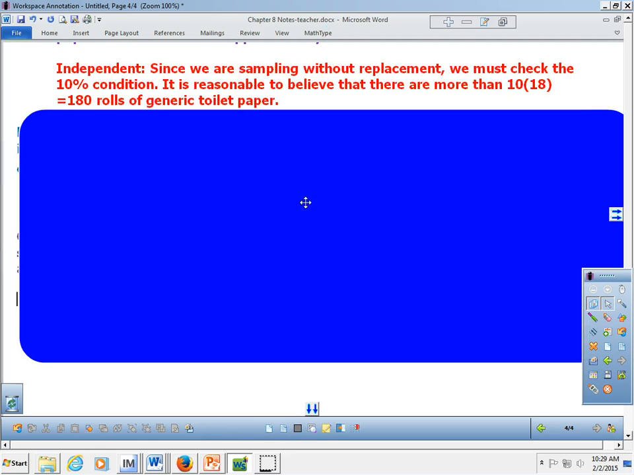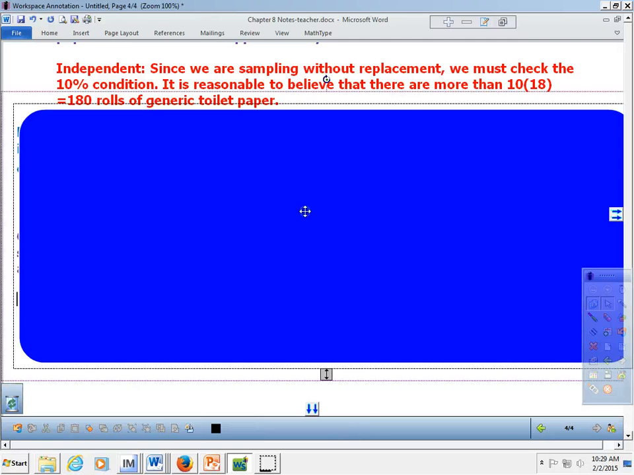10%, since we are sampling without replacement, it is reasonable to believe that there are more than 180 rolls of generic toilet paper they could have sampled from. That's certainly reasonable, and so we can move on.